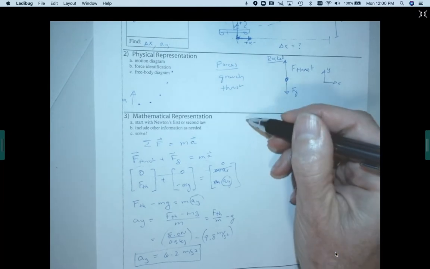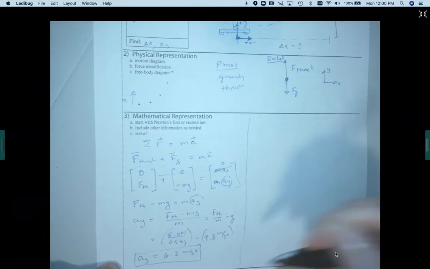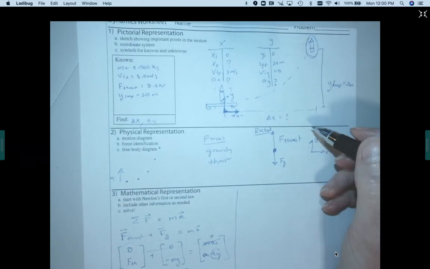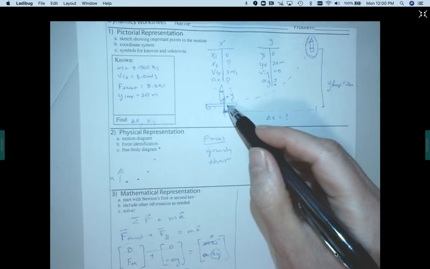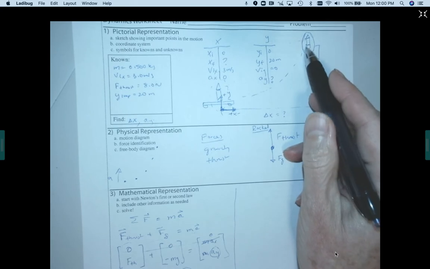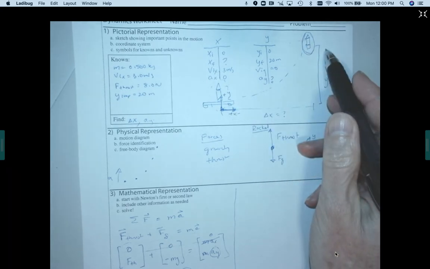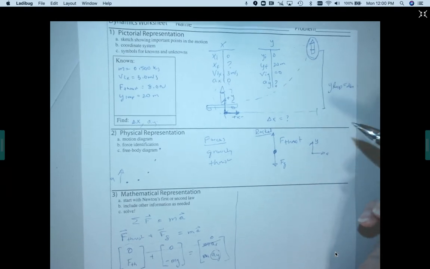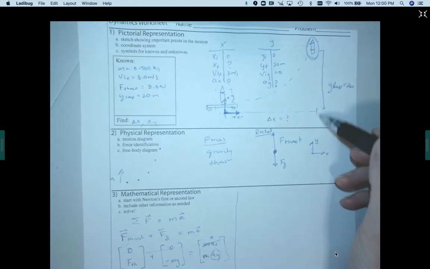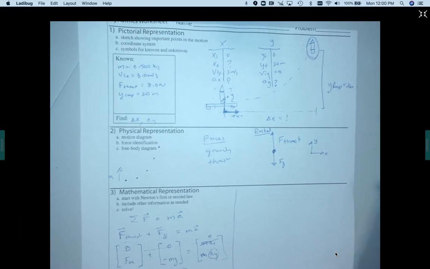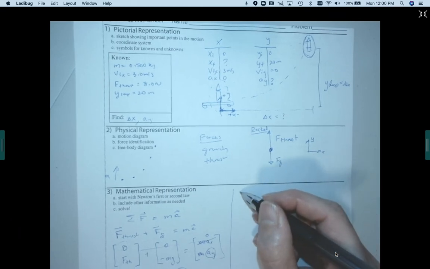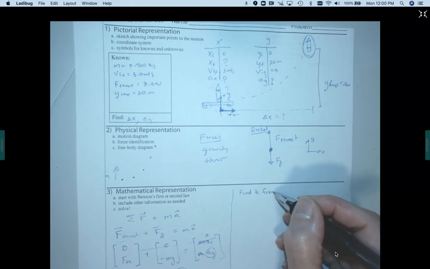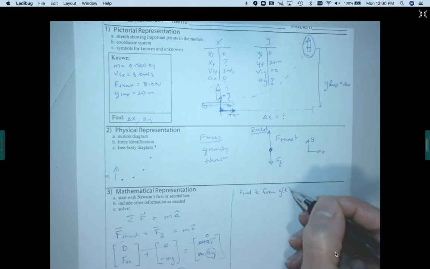And now we want to do our kinematic analysis. What I'm going to do is calculate the time it's going to take, based on the y equation, to get up to 20 meters, because now I know the y acceleration. And then I'll use that time to figure out what the change in x position is. So I'm going to find t from the equation that gives me y as a function of time.